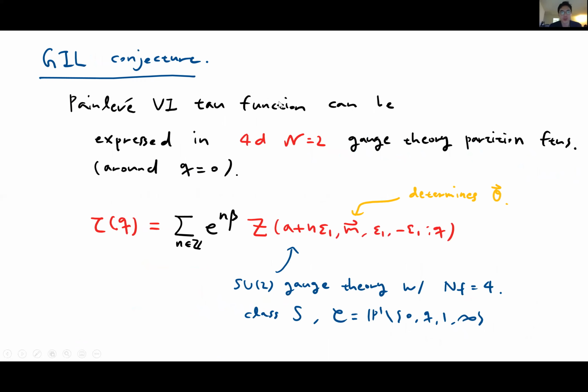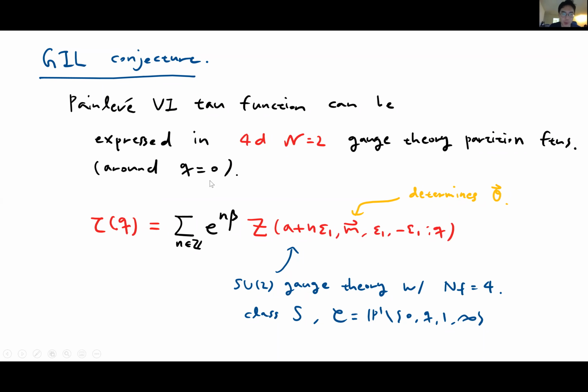Now I have to introduce the statement that connects this tau function with the supersymmetric gauge theory. So in any case, we are getting to the supersymmetric gauge theory. This conjecture was first discussed by Gamayun, Iorgov, and Lisovyy, which is why I call it the GIL conjecture. The statement is that the Painlevé VI tau function that I just described can be expressed in terms of 4D N=2 gauge theory partition functions, in particular at q equals 0.